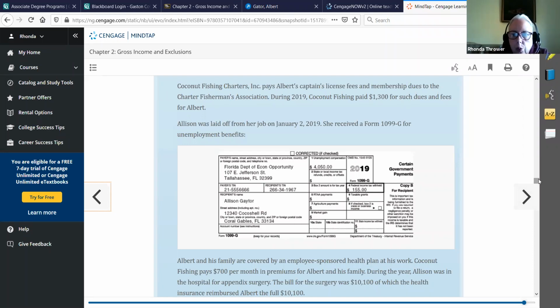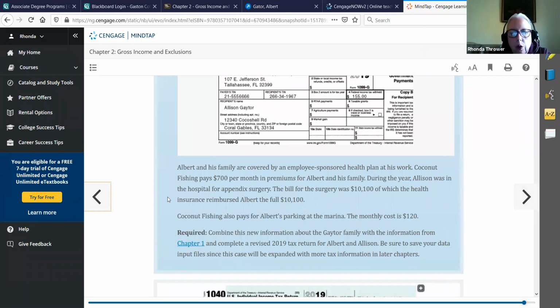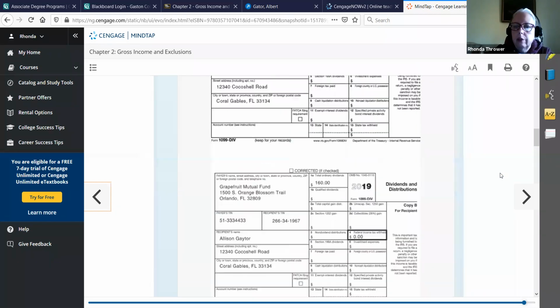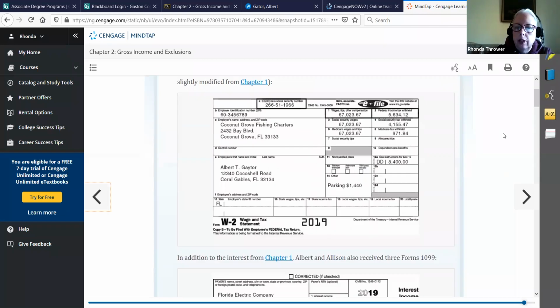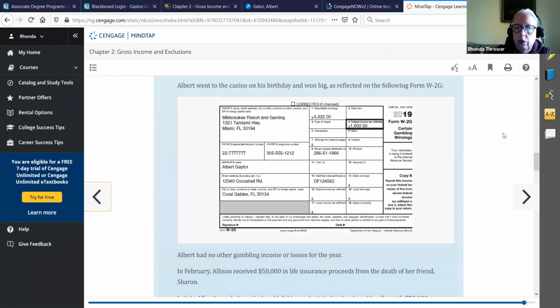So we're going to move to the next part, which says Albert and his family are covered by an employer-sponsored health plan at his work. Coconut pays $700 per month in premiums for Albert and his family. So if this is for a year, you would multiply 700 times 12 months, and that'll give you 8,400. And notice that's what was entered on the W-4 form right here. This DD just means the employer paid some health insurance, and that's where that information comes from.